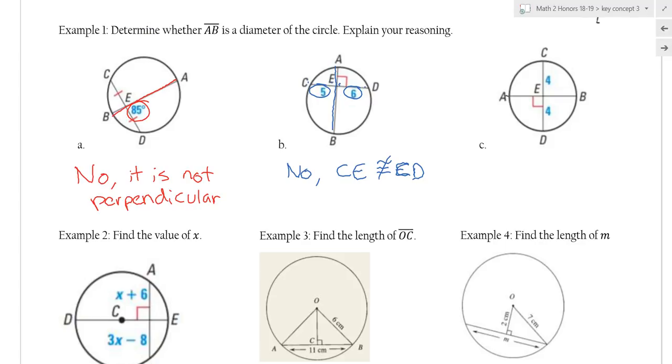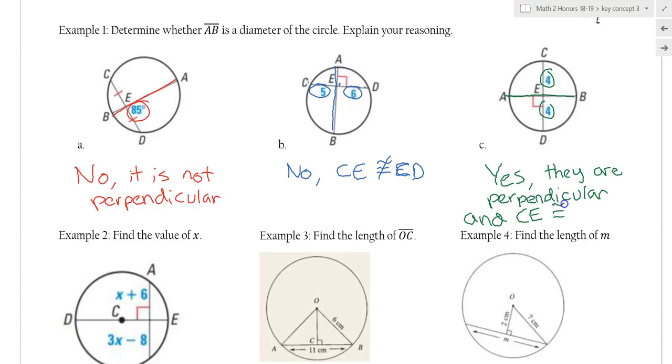C, is AB a diameter? Yes. They are perpendicular. And, right, we have these two are the same. CE is congruent to CD. I'm going to say CD.